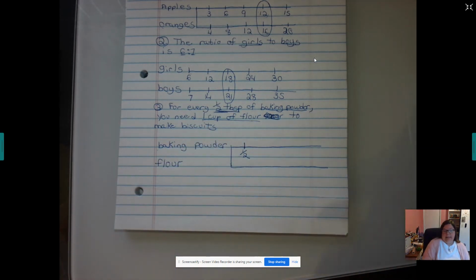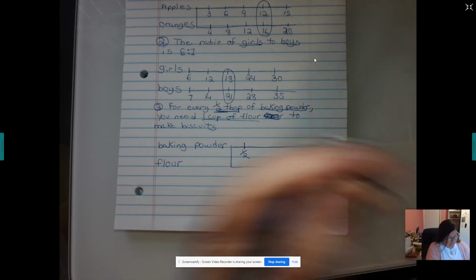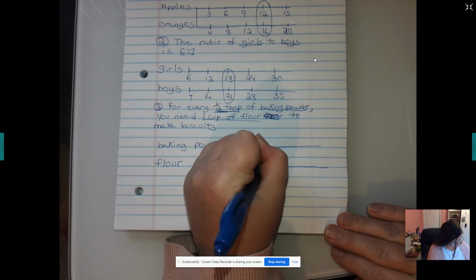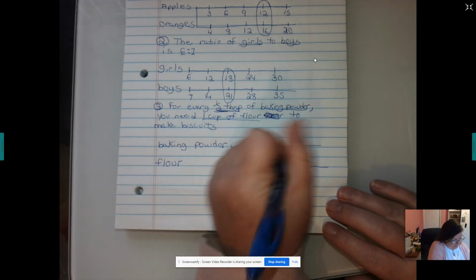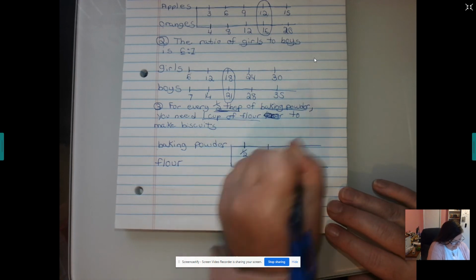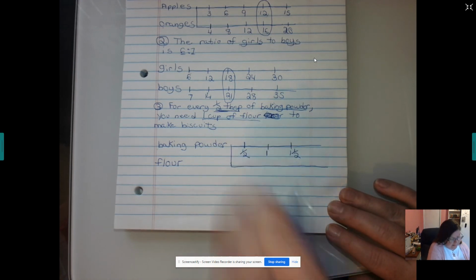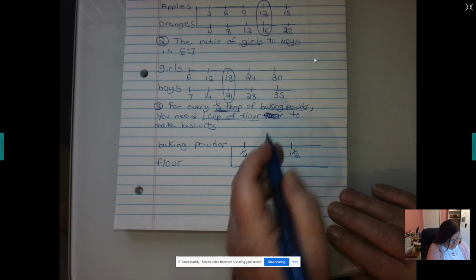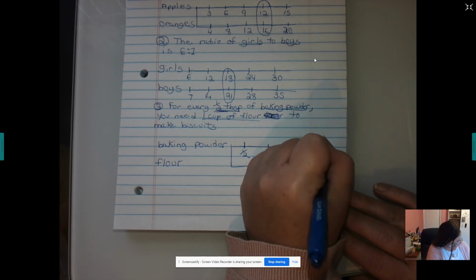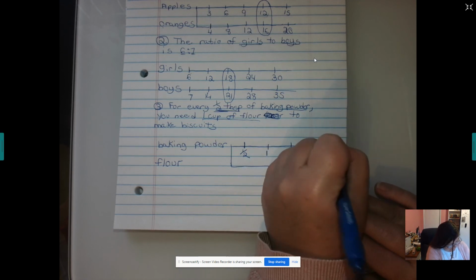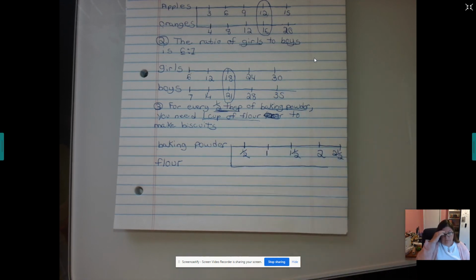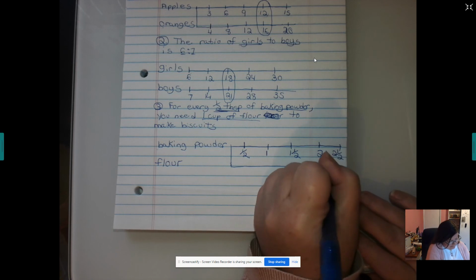And now I need to count by halves. 1/2 plus 1/2 is going to make 1 whole. Then you just add another 1/2. So 1 plus 1/2 is 1 and 1/2. 1 1/2 plus a half is 2. We'll go one more. 2 plus a half is 2 and 1/2. So you're just making your number lines by halves there.